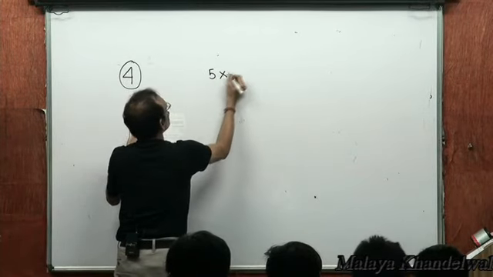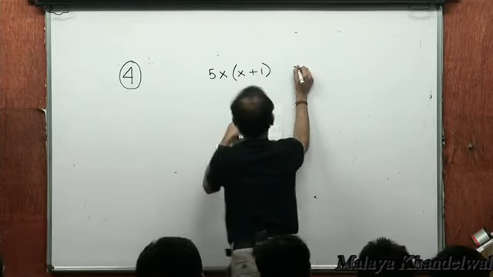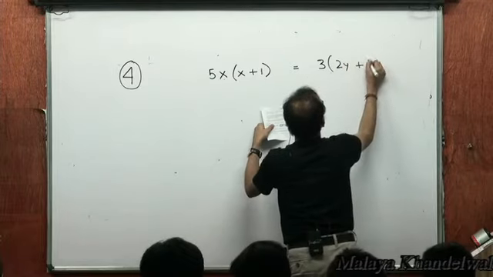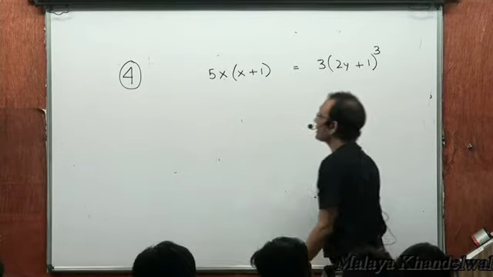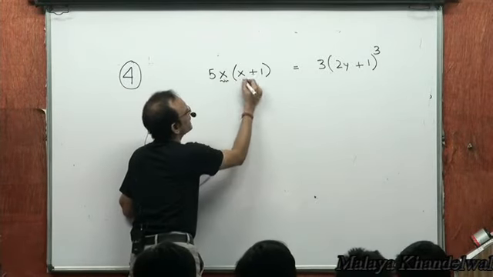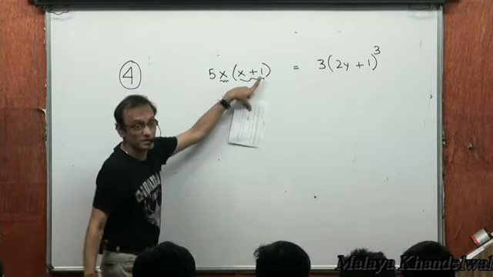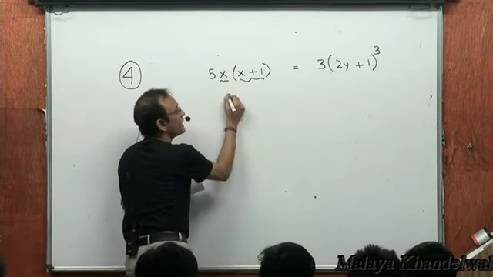We want all integer solutions to this equation. X and y are integers. Now, very clearly, between x and x plus 1, one of them must be even. They are consecutive integers. Therefore, the left hand side is even.